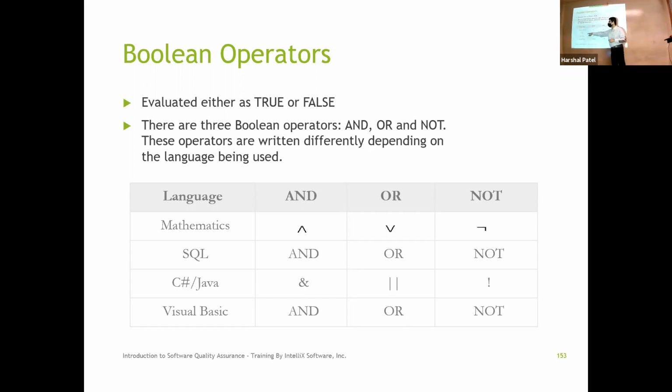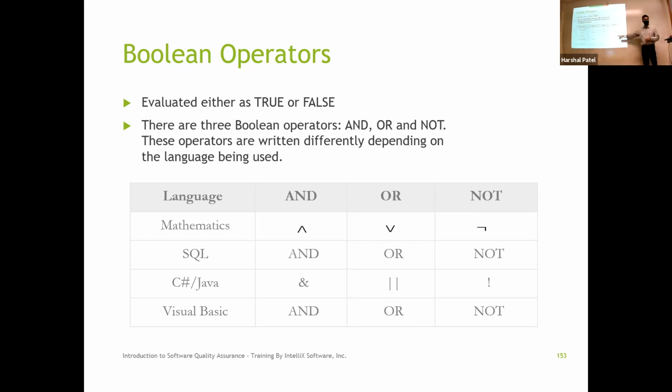In SQL, if you're trying to do an AND operation, you will see the capitalized word AND in between. If I'm doing it in C#, it's an ampersand. That indicates that I'm trying to do an AND operation. Visual Basic is a lot closer to SQL in terms of language. When you look at OR operators, in C# you will see two vertical pipes, and that indicates it's an OR operator.